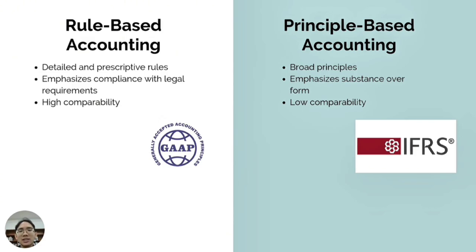Rule-based accounting, such as the US GAAP system, provides detailed and prescriptive rules for accountants to follow. It emphasizes compliance with legal requirements, which means that accountants are required to adjust and fit the transactions according to the rules. This uniformity has led to a high comparability between companies, or even comparison with prior years.